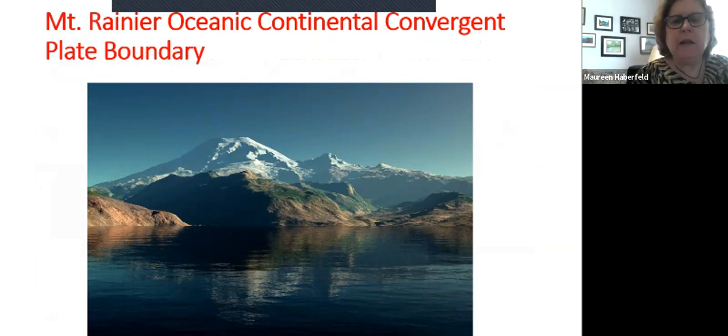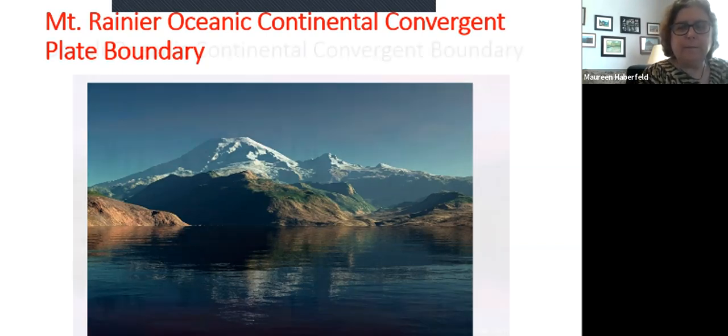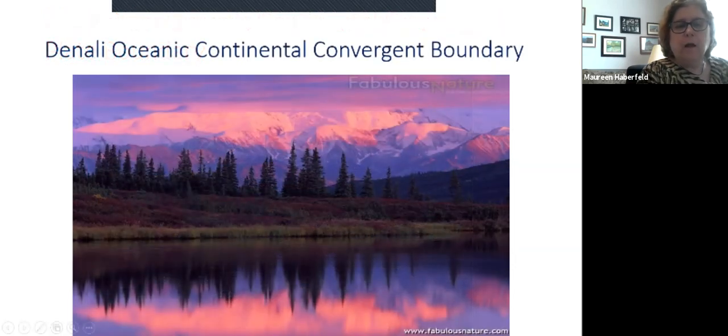Mount Rainier is at an oceanic continental convergent plate boundary that's active today. The one in Yosemite is no longer active. So we're going to talk about all these in more detail in following classes. Denali National Park in Alaska is an oceanic continental convergent plate boundary also.